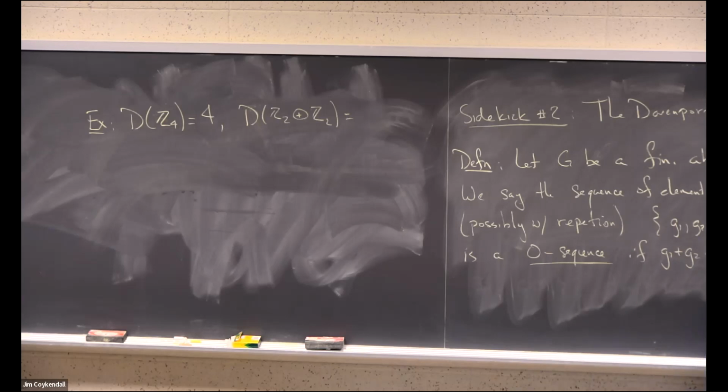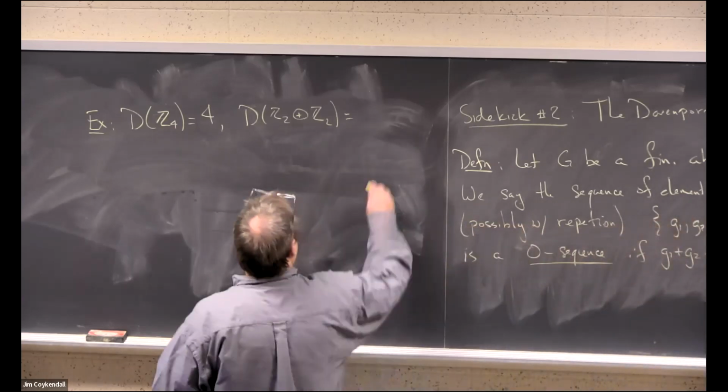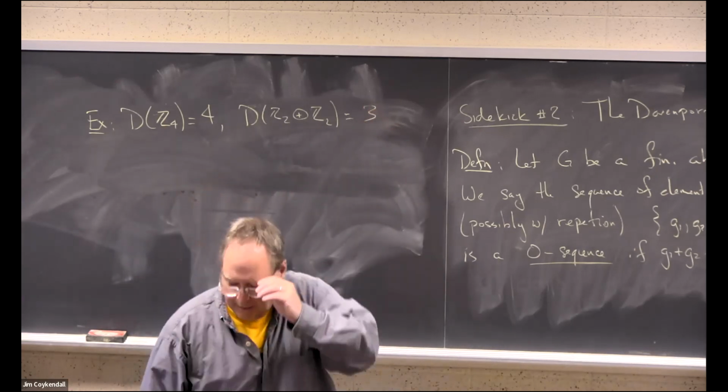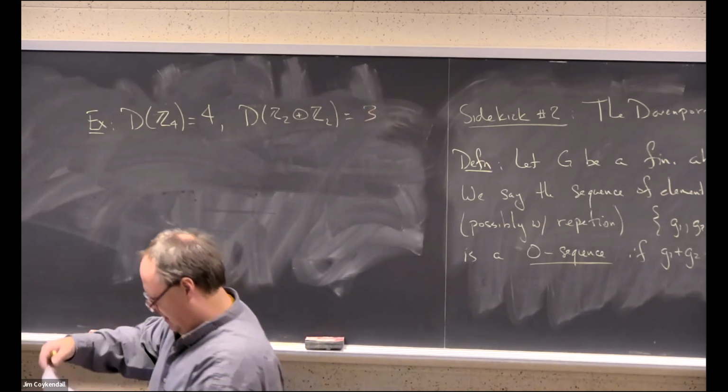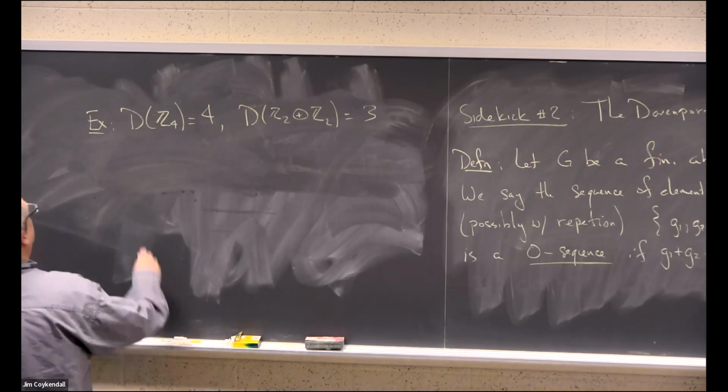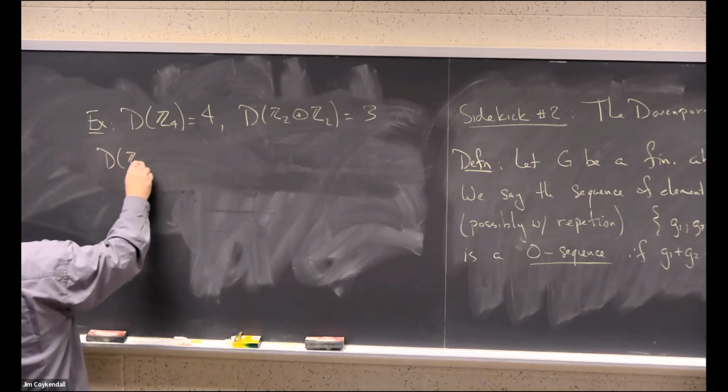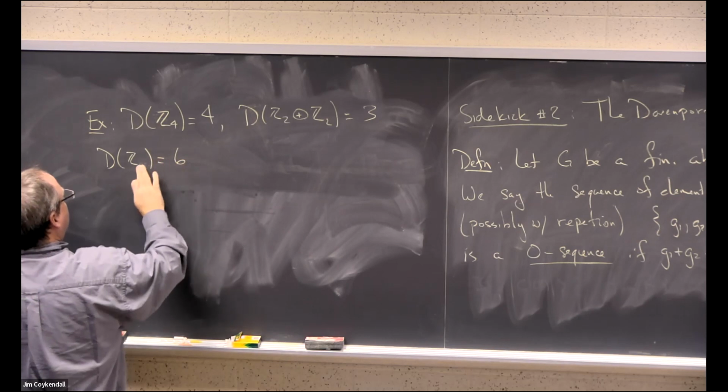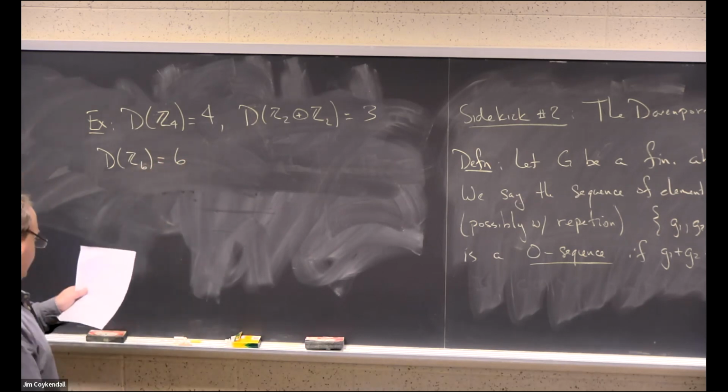Try 1 0, 0 1, and 1 1. That's a 0. So it's got to be at least 2, and you can play around with it. See that it can be no more than 3. How about the Davenport constant of C6? It is 6, and there's a reason for that. We'll see that in a moment.